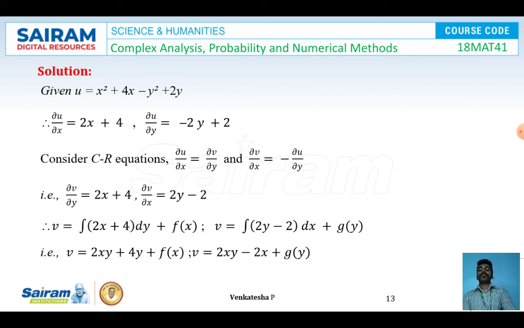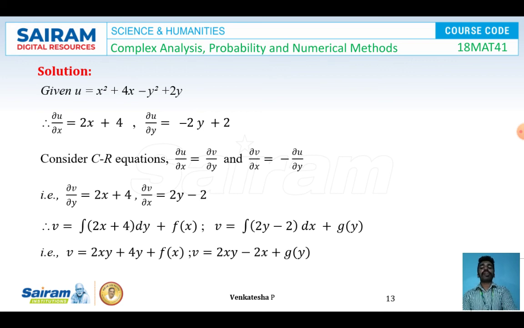For this purpose, I'm going to differentiate the u equation with respect to x first. Differentiating u with respect to x partially, treating y constant, I got ∂u/∂x is equal to 2x plus 4, the y terms will become 0. Similarly, differentiating u with respect to y partially, I got ∂u/∂y: the x terms will become 0, minus 2y plus 2. So ∂u/∂x is 2x plus 4, and ∂u/∂y is minus 2y plus 2.